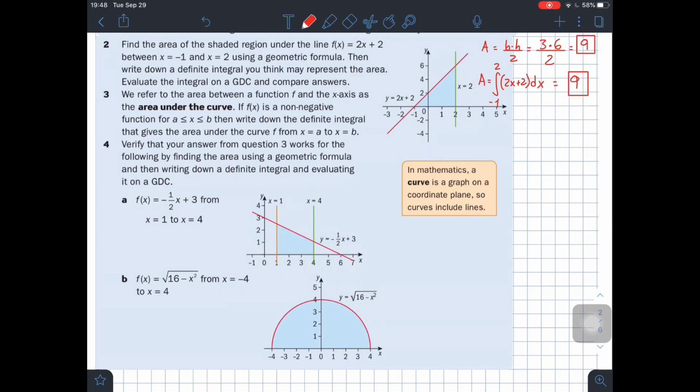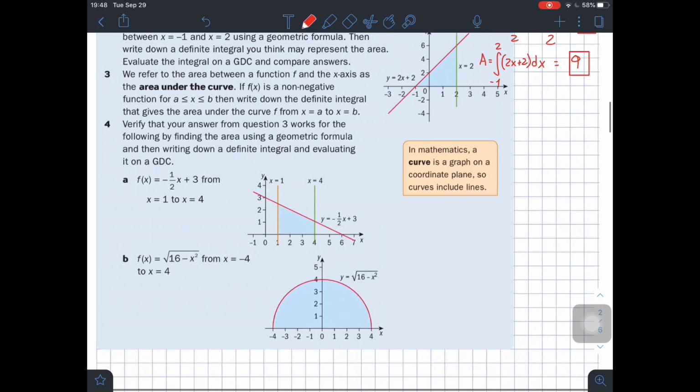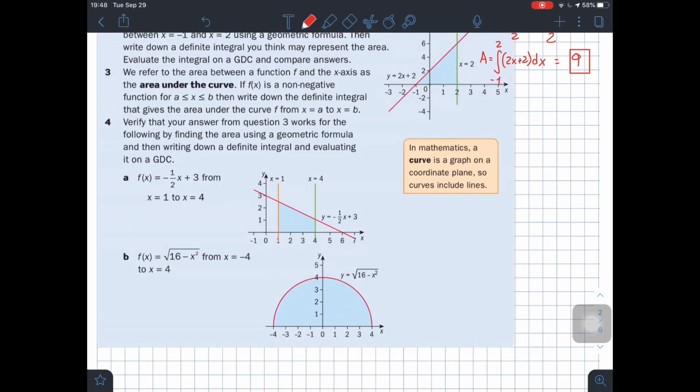If f of x is a non-negative function and x is defined between a and b, then write down the definite integral that gives you the area under the curve from x equals a to x equals b, which is exactly what we did here. Then verify that your answer from question 3 works for the following by finding the area using a geometric formula and then writing down a definite integral and evaluating it on a GDC.